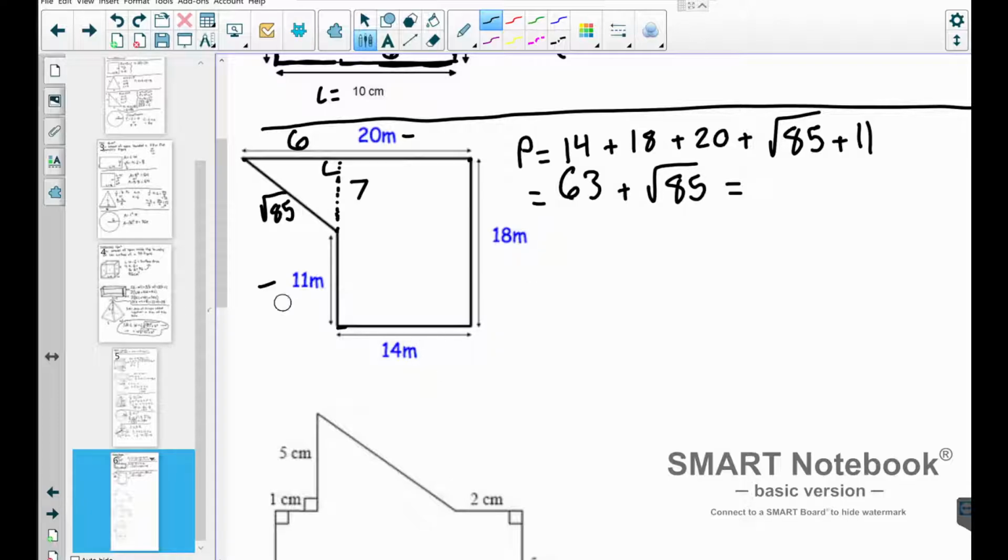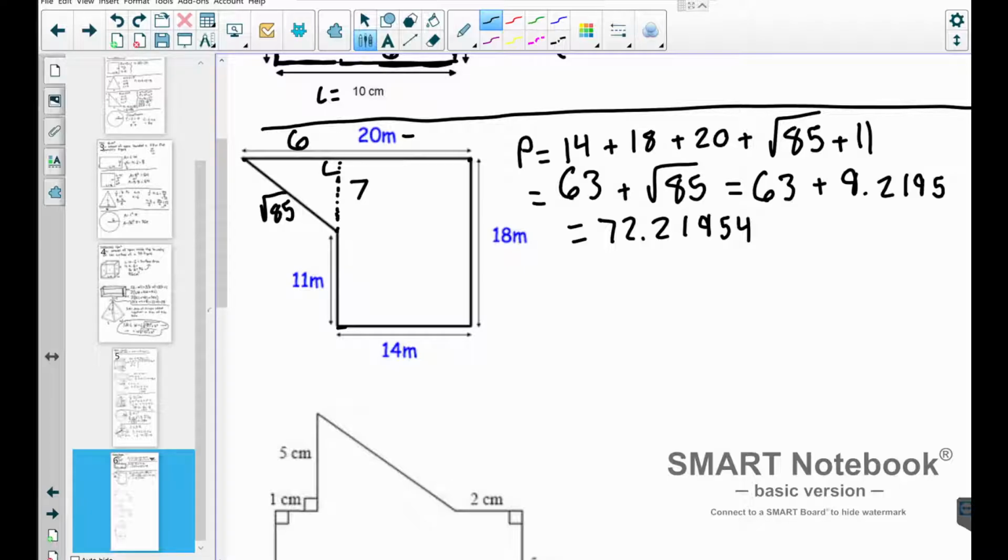Remember, be careful. The state test will give you answers that may not be exactly what you have written down, but are still correct. But if you were to write this as a decimal, it'd be the same as 63 plus something along the lines of 9.2195, and it goes on after that. But we add that to our 63, and you would get 72.2195, and so on.